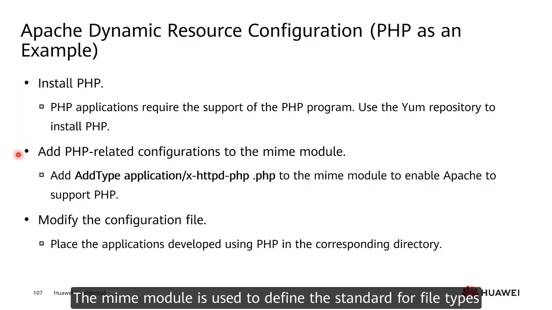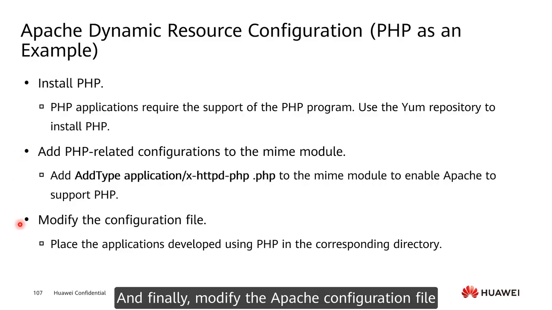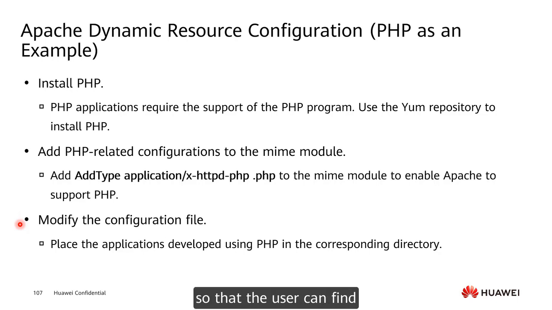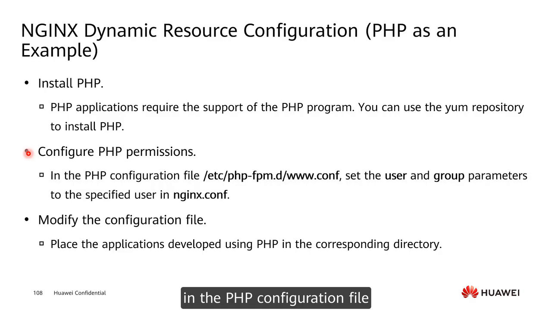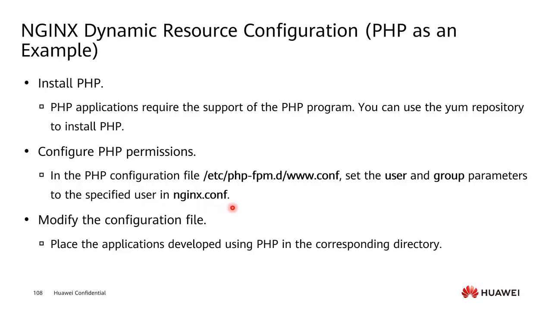The MIME module is used to define a standard for file types. And finally, modify the Apache configuration file so that the user can find the corresponding PHP program by URL. Nginx is configured in the same way as Apache. The difference is that the user and group parameters in the PHP configuration file need to be set to the users specified in the nginx.conf configuration file.